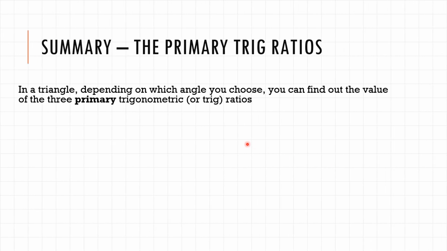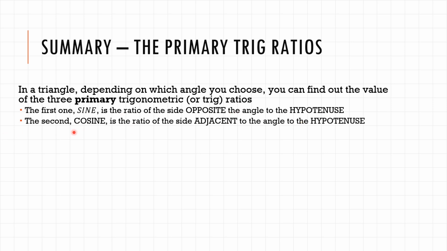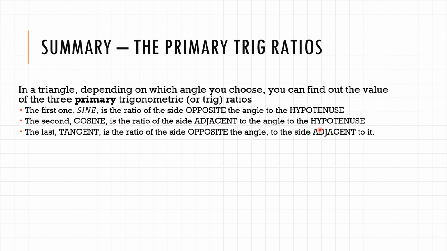And that's all this lesson is, right? In a triangle, depending on which angle you choose, you can find out the value of the three primary trig ratios. The first trig ratio is sine. That is the ratio of the side opposite the angle to the hypotenuse. The second one is cosine. That's the ratio of the side adjacent to the angle to the hypotenuse. And the last one is tangent, and that is the ratio of the side opposite the angle to the side that is adjacent to it.